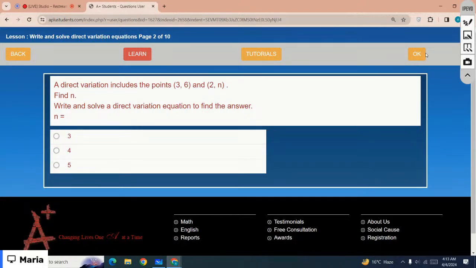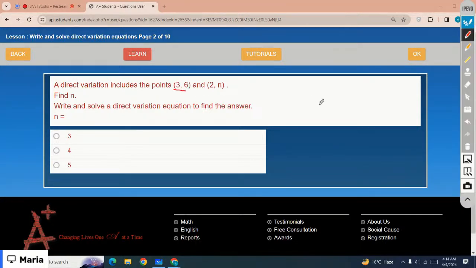Okay, the next one is a direct variation includes the points 3, 6 and 2, n. Find n. Write and solve a direct variation equation to find the answer, right? So you have to find the answer. So let's just do the same thing. Find a relationship. Find the value of k from the first relationship, then you can find the value of y from the second one.